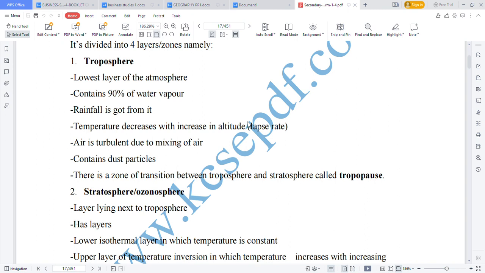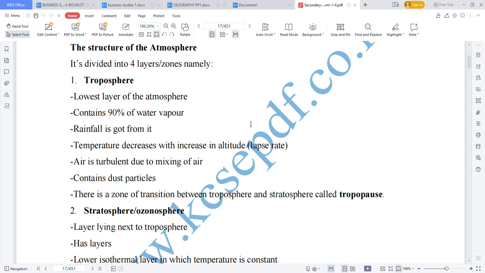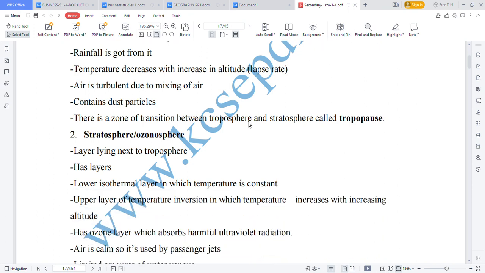The troposphere is the lowest layer of the atmosphere. It contains 90% of water vapor. Rainfall is got from it. Temperature decreases with increase in altitude. Air is turbulent due to mixing of air, and contains dust particles. There is a zone of transition between the troposphere and stratosphere called the tropopause. So that is all about the troposphere as one of the layers in the atmosphere.